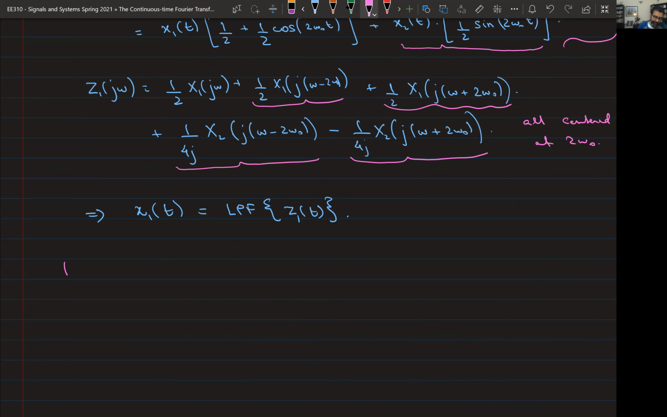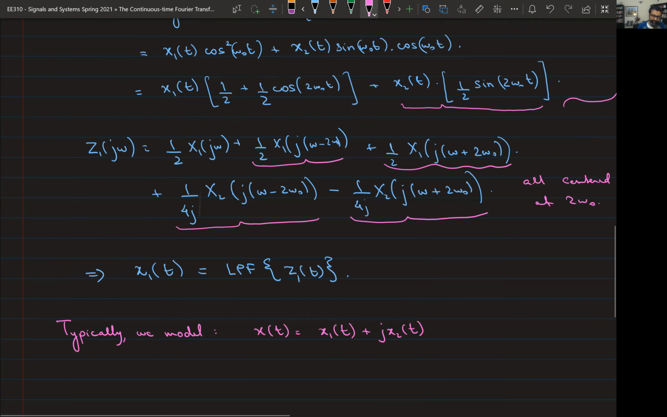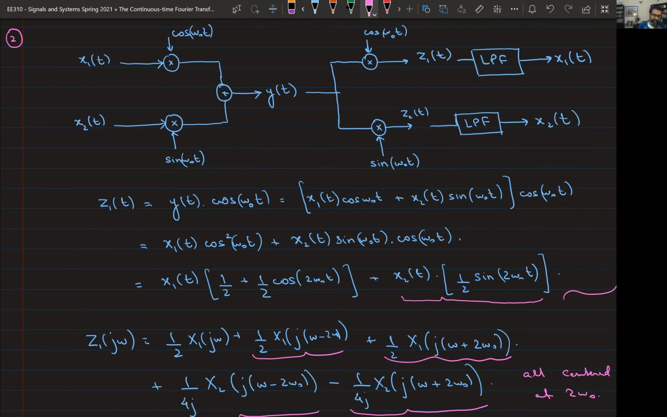So typically, we use the following model. We say that x of t is equal to x1 of t plus j times x2 of t, where x1 was the cosine branch and x2 was the sine branch. What we do in communication analysis is, we say let's cook up a complex signal now, where the real part is x1 and the imaginary part is x2, and of course I'm assuming that these are real.